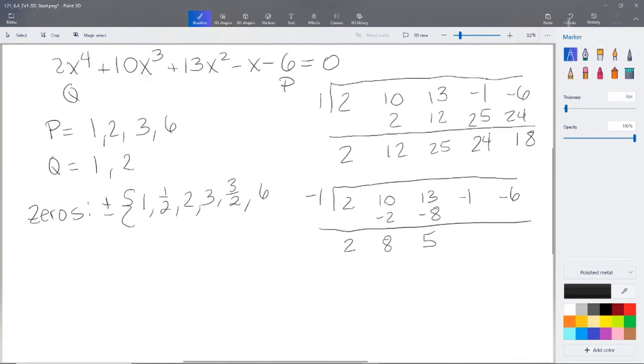5 times -1 is -5. -1 plus -5 makes -6. -6 times -1 is +6. And yes, we just found a 0. We just found one of the solutions to this problem. We know that x, in our grand scheme of solutions here, x equals -1 is one of the answers.